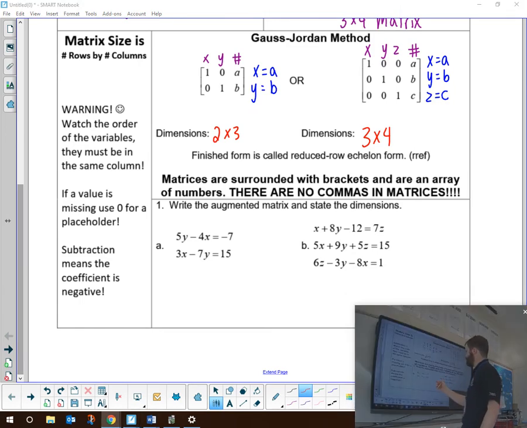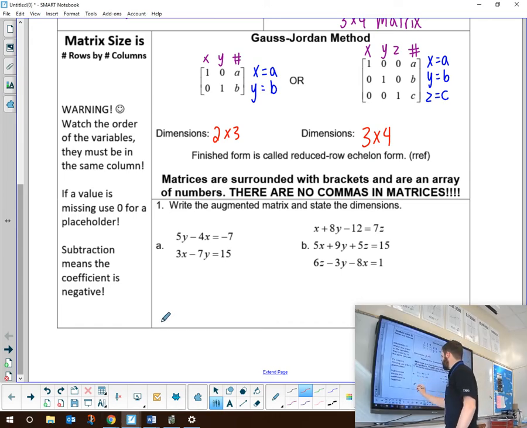So this first matrix, I'm going to go ahead and build this left bracket here, okay? And with that left bracket, first and foremost, we always check and see, are my x's and my y's lined up? And in this case, it's not. So that's our first thing. Warning, watch the order of the variables. They must be in the same column. So my x's and y's here aren't lined up. So what I'm going to need to do is switch these two.